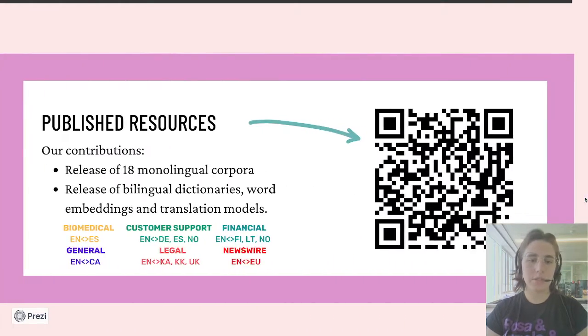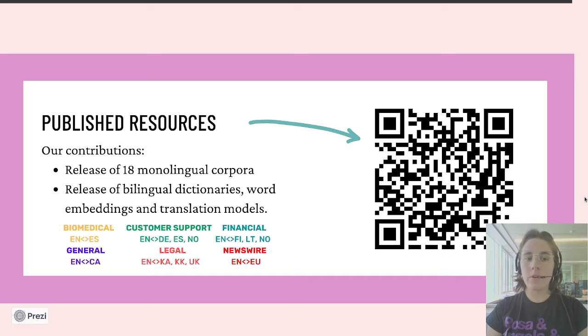Which are those languages and domains? Well, we work with 6 different domains: biomedical, customer support, financial, general, legal, and newswire, and 12 different languages. All the languages always go with English, and we have Spanish, German, Norwegian, Finnish, Latvian, Catalan, Georgian, Kazakh, Ukrainian, and Basque. Now, as you can see, we also include some high-resource languages, but since we have a restricted domain, we convert this case into a low-resource scenario.